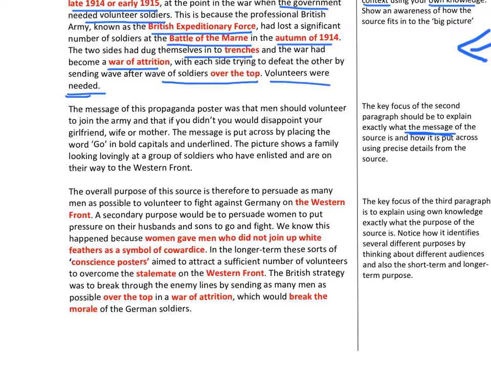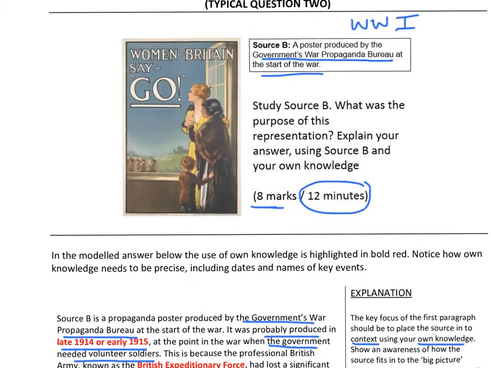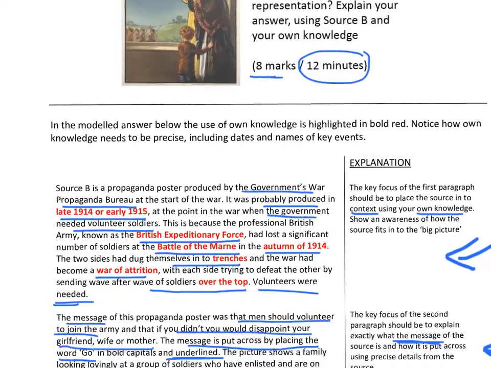So the message of this propaganda poster very clearly, opening sentence, the message is that men should volunteer to join the army. If you didn't, you will disappoint your girlfriend or wife or mother. The message is put across by placing the word go in bold capitals, and it's underlining that. So again, notice how it's really picking out the details in the source.